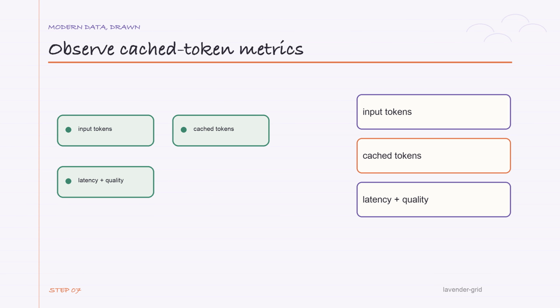Production systems should record total input tokens, cached input tokens, latency, and output quality. Those measurements show whether prompt organization is actually improving efficiency.